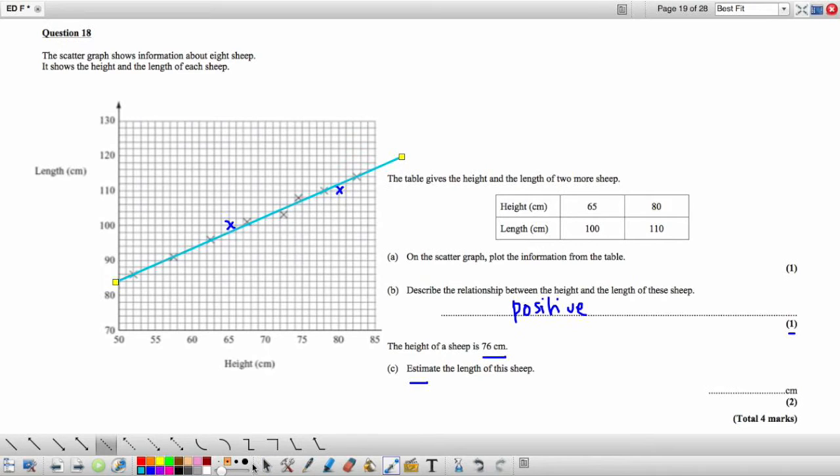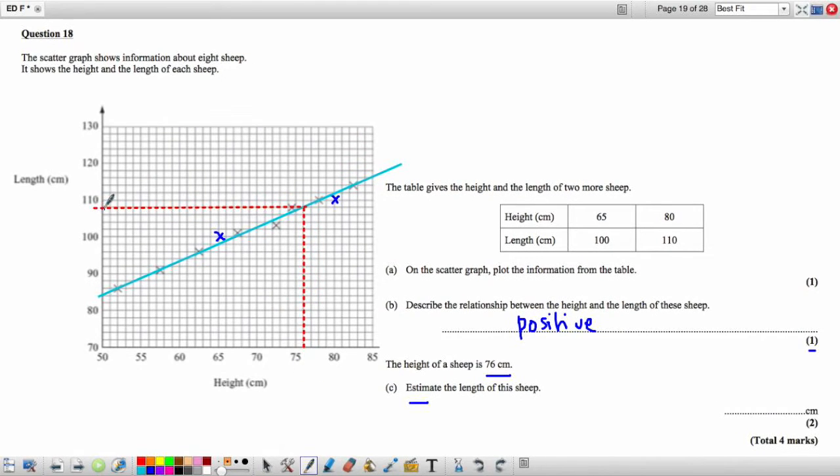We can then estimate the length by looking here at the height. The height is 76, so 70, 75 and across 1, going up to the line and across. Now your answer will vary slightly depending on where you have drawn the line of best fit.